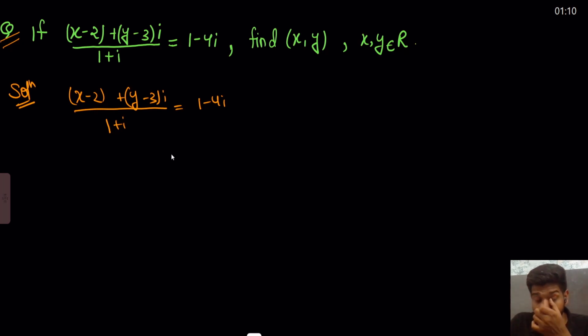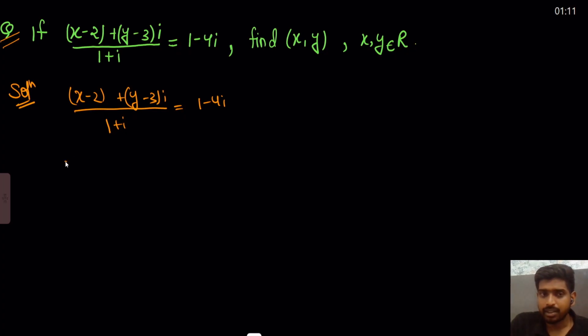Got it? One method is that we will do rationalization and remove iota from the denominator, then we will compare the real parts and the imaginary parts. Got it? But this is a bit lengthy, right? If we do rationalization, multiplying by 1 minus iota in the denominator is easy, but in the numerator it gets lengthy, right? So what will we do? Simply I will send this 1 plus iota to that side.